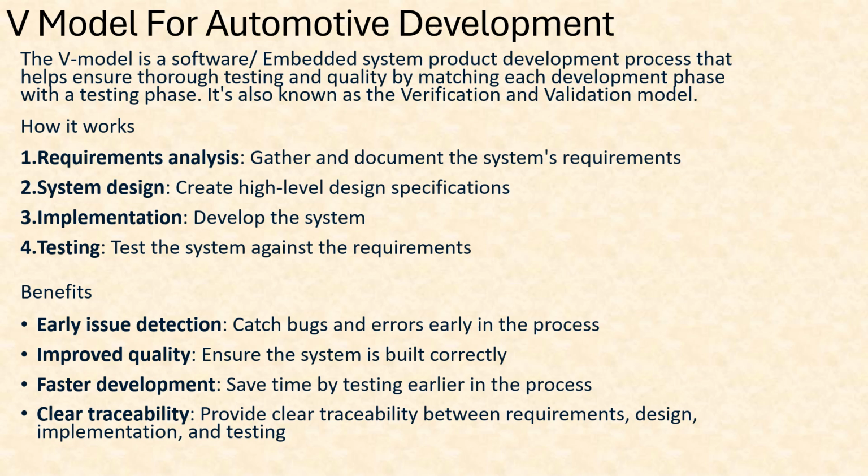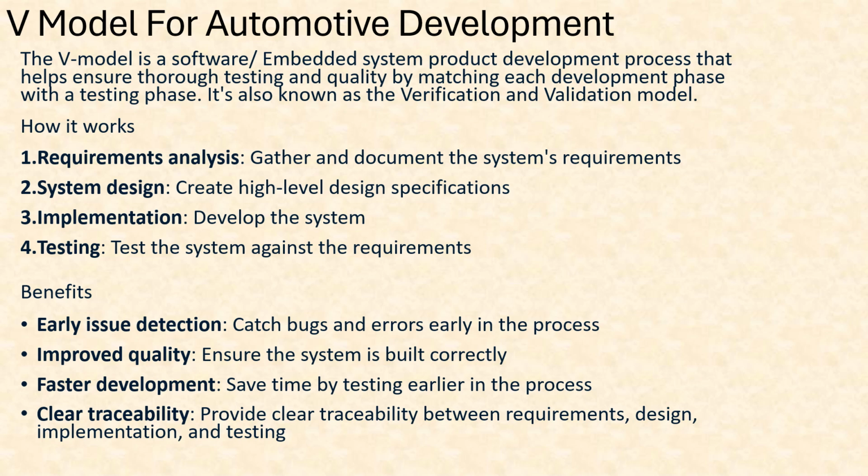Next important benefit is improved quality. Ensure the system is built correctly. Because the V model is a very structured way to develop a particular system, the quality is highly assured. Next is faster development. Save time by testing earlier in the process.